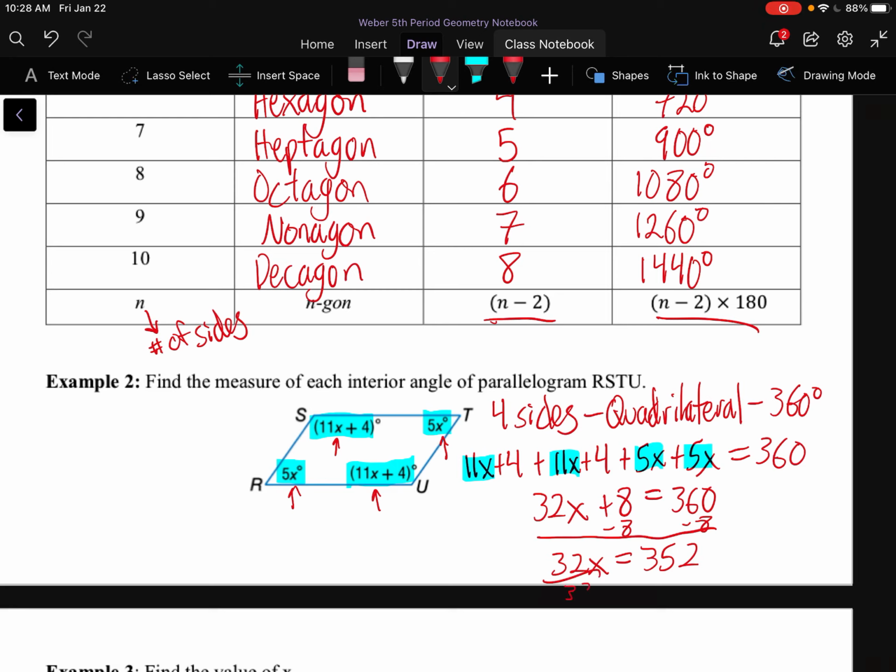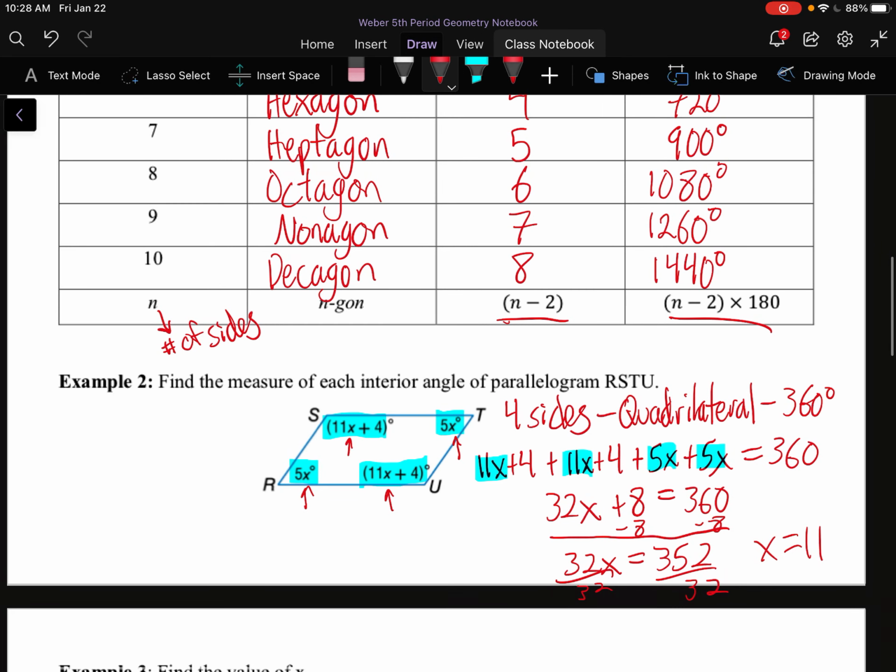If I divide by 32 and divide by 32, 352 divided by 32 is 11. So here x equals 11. Now I need to plug that x back in each of these angles. So I know that angle S is 11 times x, but now I know x is 11, so I can plug that in, plus 4, and I just simplify that to get my angle measurement. So that will be 125 degrees for angle S.